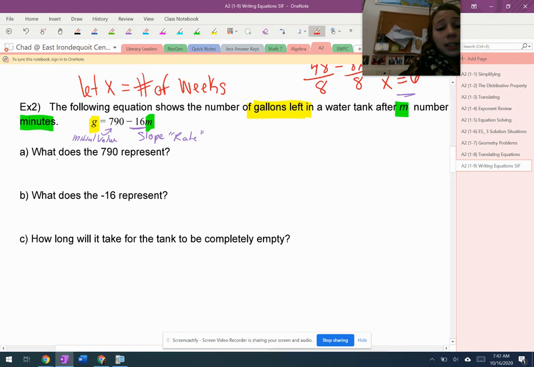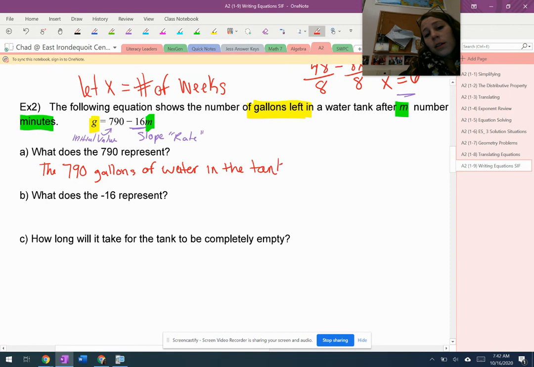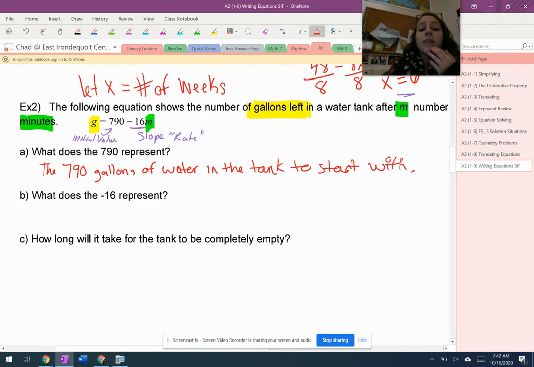So 790 represents the 790 gallons of water in the tank to start with, or at the beginning, or initially. The 790 gallons of water in the tank to start with, that initial starting point.